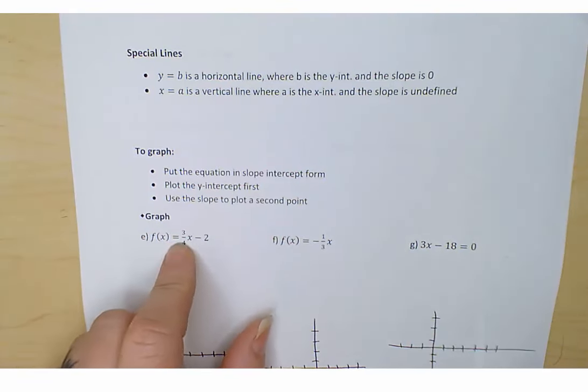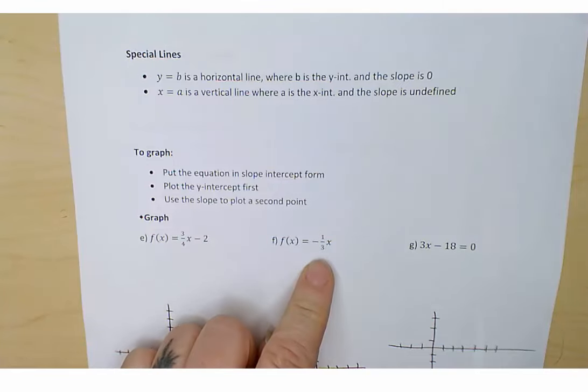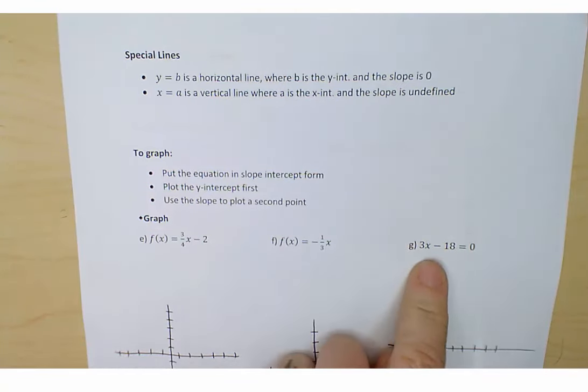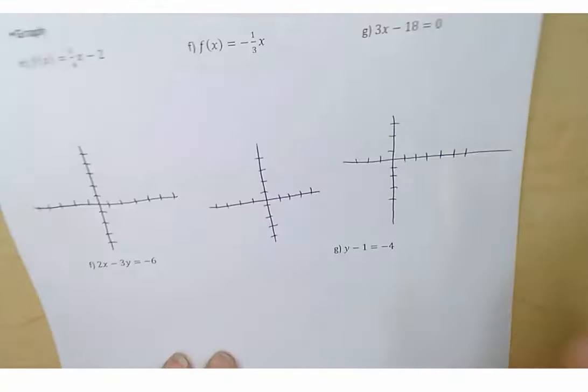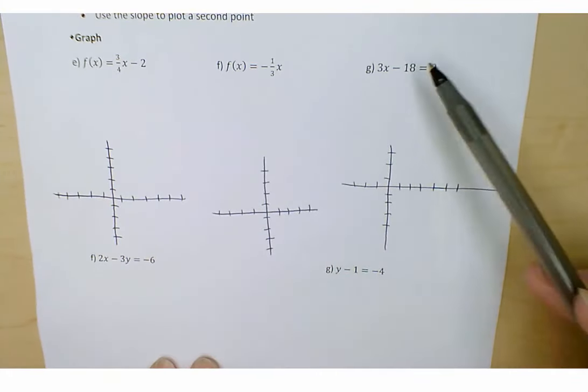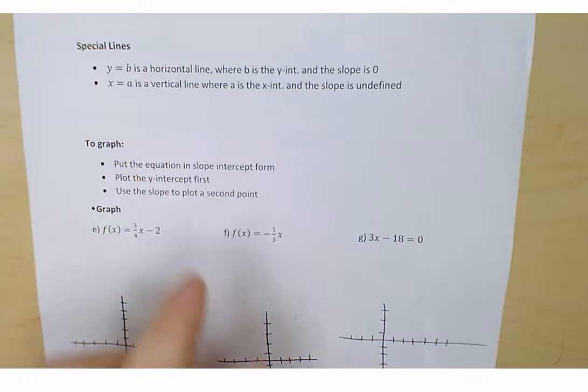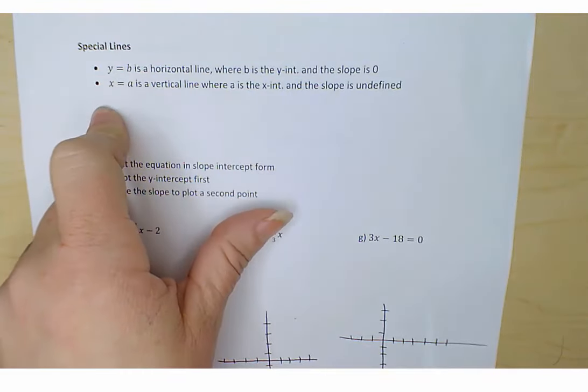Again, keep in mind f of x is y. So this is y equals 3/4 x minus 2. Y equals -1/3 x. But over here, we only have an x. And on an example down over here, we only have a y. If you only have one variable in your equation, that's a big hint. This is a special case. Is it a y equals? Is it an x equals?